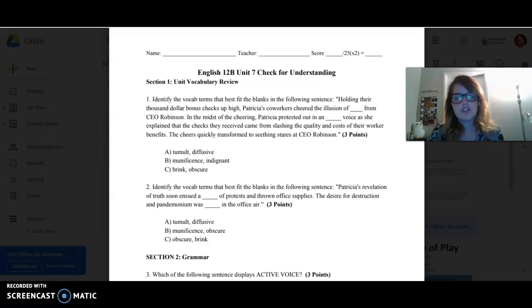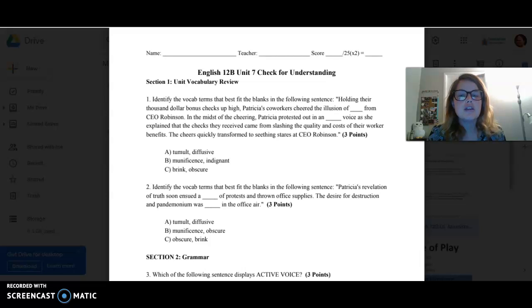First things first, you're going to identify the vocab terms that best fit in the blank in the following sentence. Since I did it for Unit 6, I am not going to keep doing it for the rest of them, but read it out loud. Put the words in the blanks. See what it sounds like, see if that sounds right. So I'm going to read it out loud for you, but I'm just going to say blank instead of the word. So, holding their $1,000 bonus checks up high, Patricia's coworkers cheered the illusion of blank from CEO Robinson.